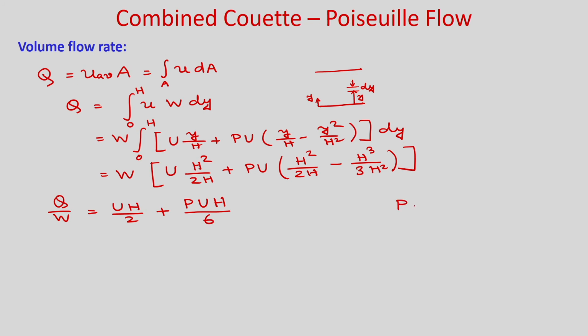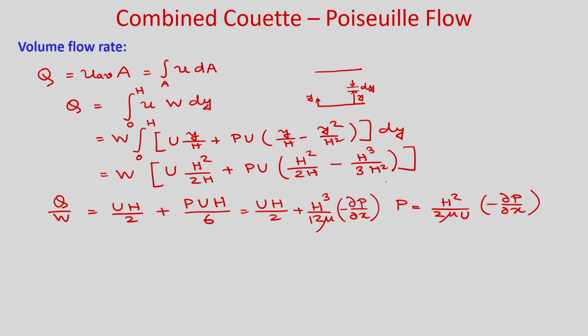Okay. And what is the value of p? P is h square by twice mu u into minus del p by del x. So, if you put it here, you will get u h by 2 plus h cube by 12 mu into minus del p by del x. Okay. So, now if you look into this expression carefully, you can see the first term is obviously the volume flow rate per unit width for the case of plane Couette flow, and the second term is for plane Poiseuille flow.